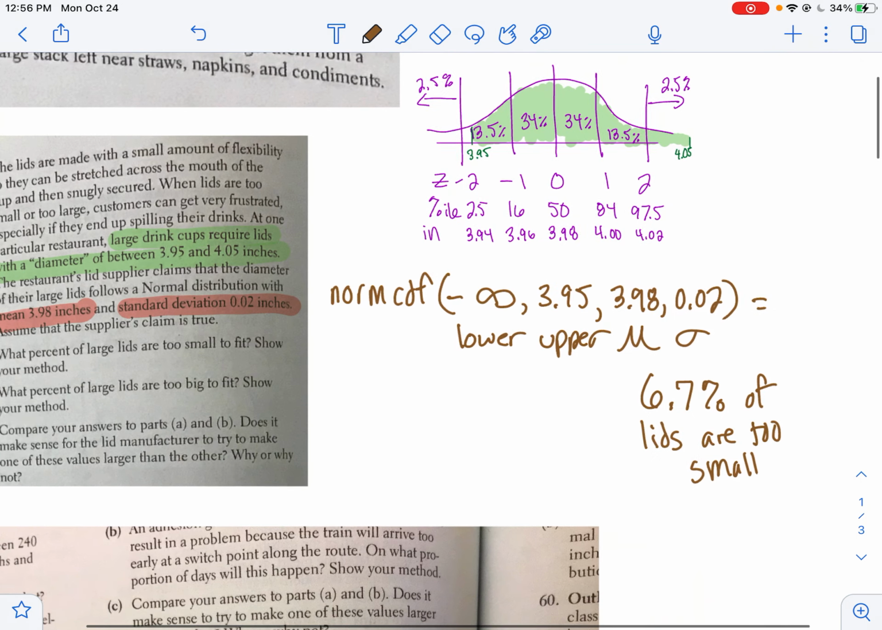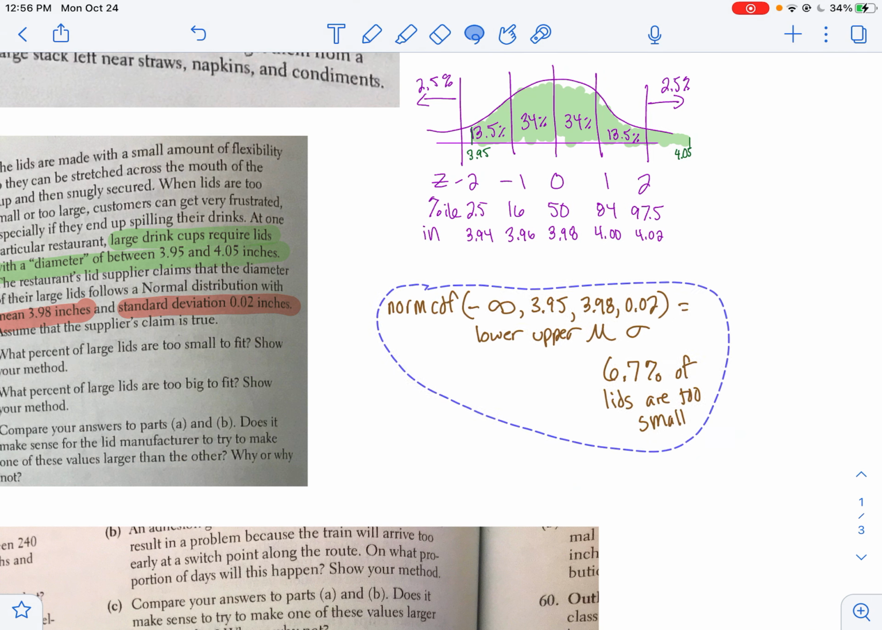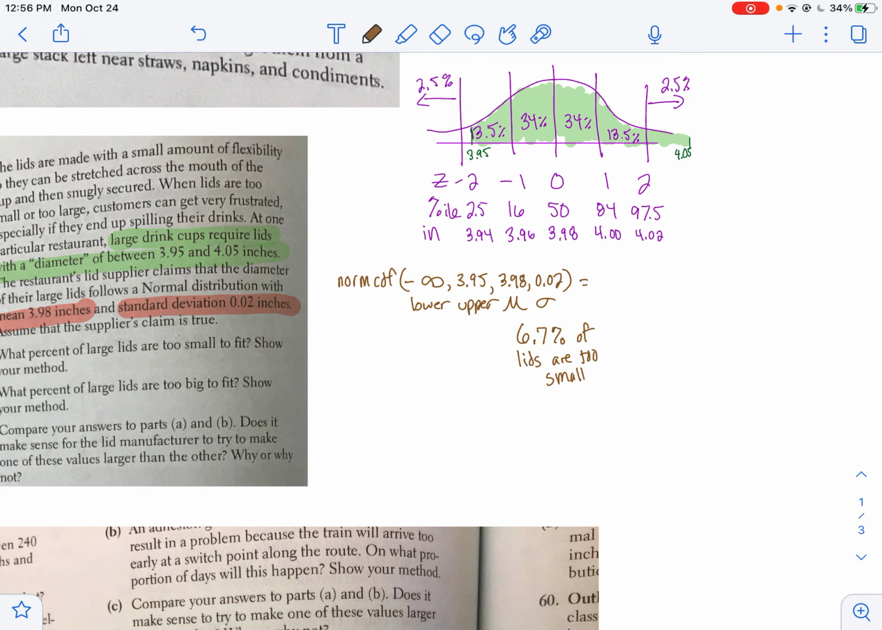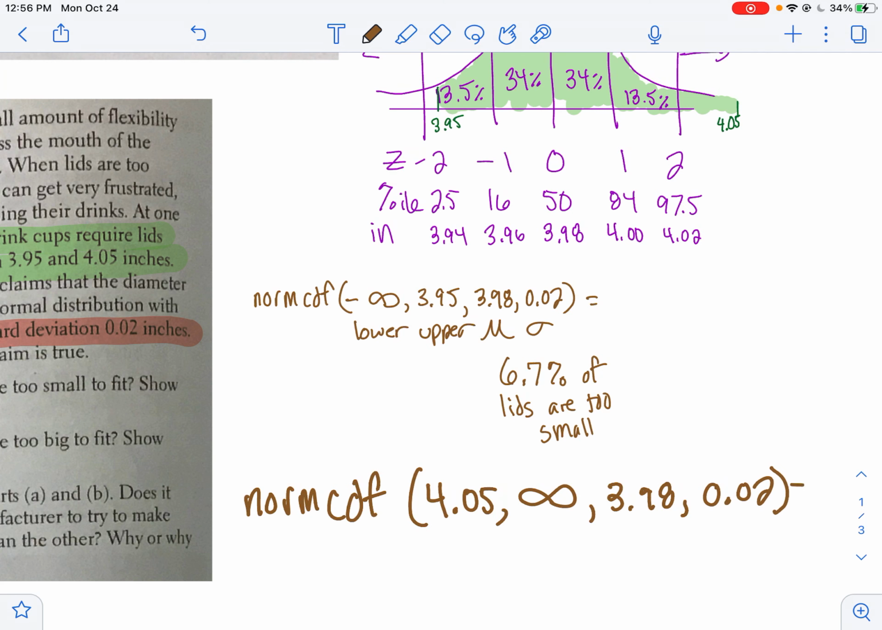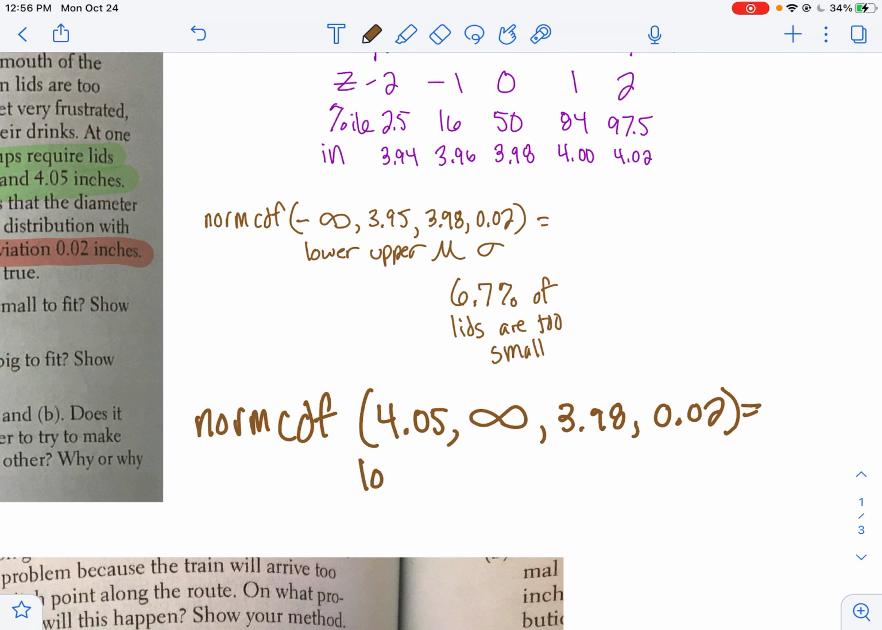Next part asks what percent of lids are too big? So I'm going to shrink my work down here a little bit. I'm going to go in normCDF again. I'm going to go with the largest possible lid size, which is 4.05, and go up to positive infinity. Mean doesn't change. Standard deviation doesn't change. So again, I'm going to label. Always label. Earn those points. You always want context. Context is very important for any stats class, not just AP.